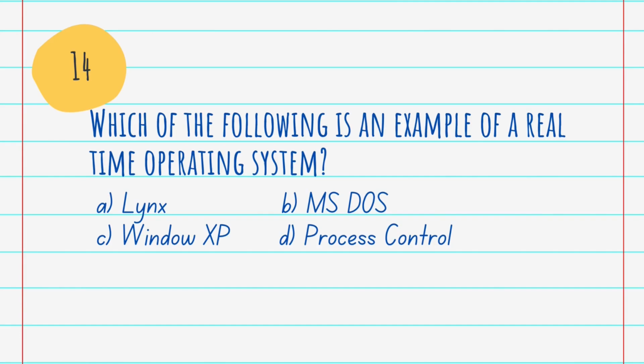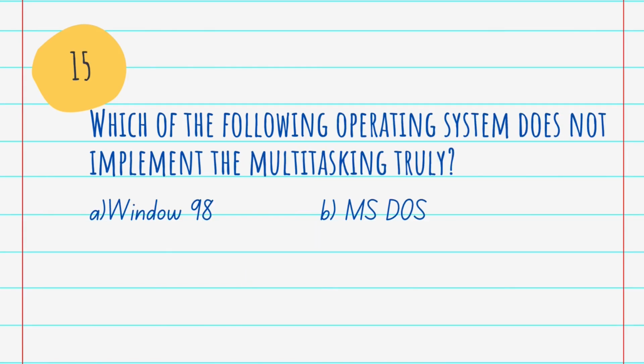Question number 14. Which of the following is an example of a real-time operating system? A. Linux, B. MS Word, C. Windows XP, D. Process Control. And the answer is D. Process Control. Process Control is the best example of a real-time operating system. Process Control is the ability to monitor and adjust a process to give a desired output. Okay, it is used in industry to maintain quality and improve performance.